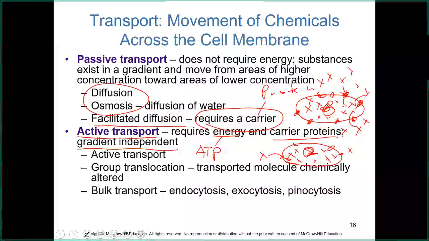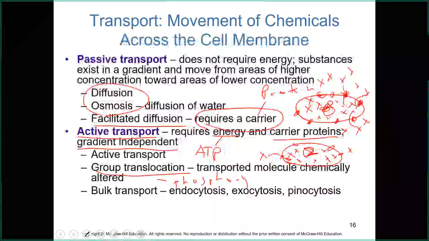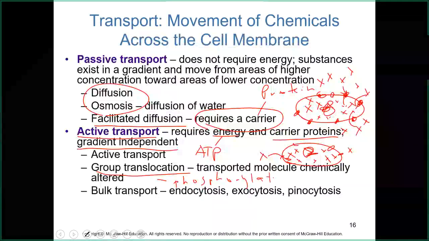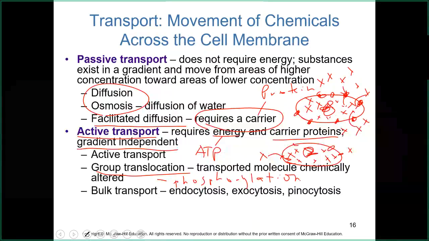All right, and then we have group translocation. This is active transport, but with a twist. It's where, as a substance comes in, it is modified in some way. And often, what that involves is adding phosphorus, actually phosphate, to whatever is brought in. So, the word I'm trying to write here with my finger is phosphorylation.